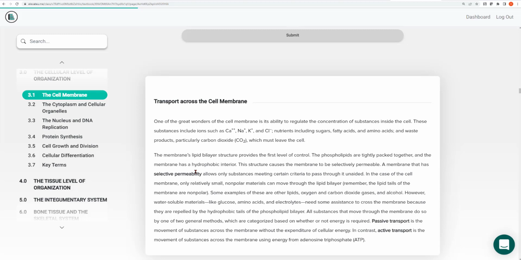The other term that is oftentimes used to describe proteins is that not only are they selectively permeable, but they also only allow molecules to come through. Some of these molecules require energy or don't require energy when they come through. So we're going to be talking about different ways that molecules are allowed into and out of cells.